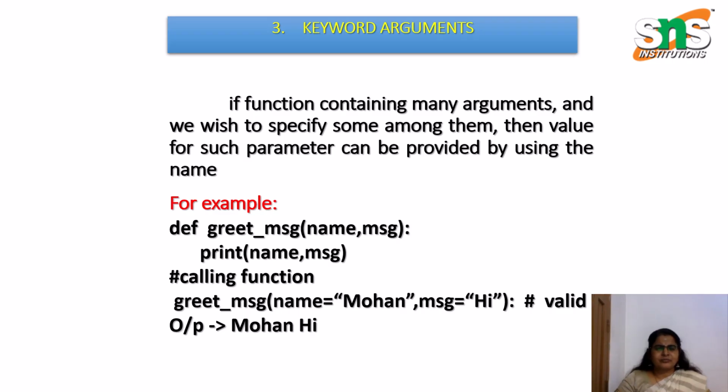So here I am defining a function named greet_message with name and message, and print name, message. I call the function greet_message with name equal to Mohan, message equal to hi. This is a valid one. The output will be Mohan hi. This is how we can use name and message as keywords, because we specified the arguments before itself, that is name, message. While calling greet_message, the name and message will be passed.